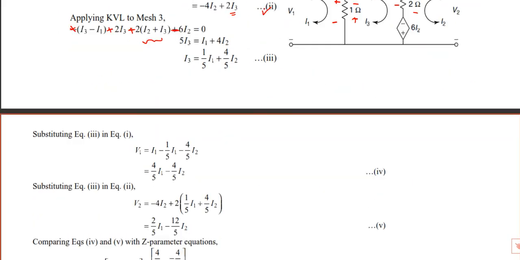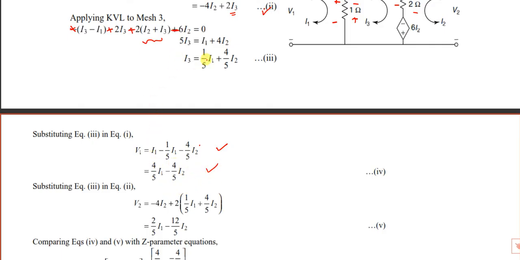So the I3 value is known. Now substitute the value of I3 here. You will get V1 in terms of I1 and I2: 4 by 5, minus 4 by 5. So how to do this calculation, subtraction and all? 1 minus 1 by 5 is 4 by 5. LCM is 5, 5 minus 1 is 4. How to do this using a calculator? You refer to my previous video, I explained. So after comparing with the standard equation, Z11 is 4 by 5, Z12 is minus 4 by 5. So two parameters are over.